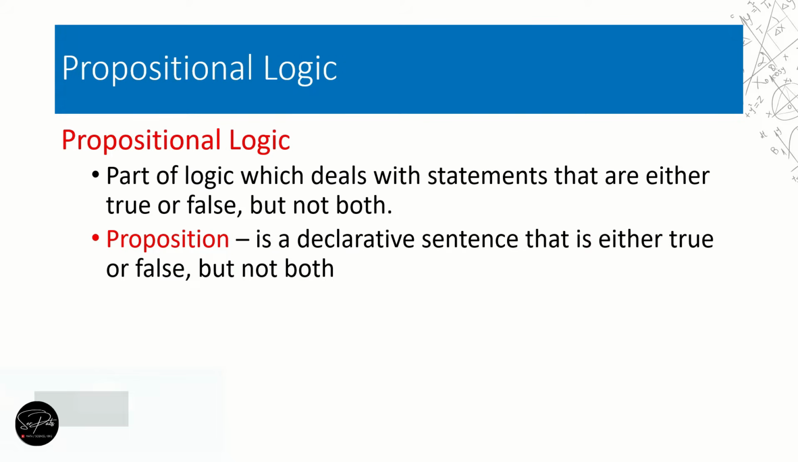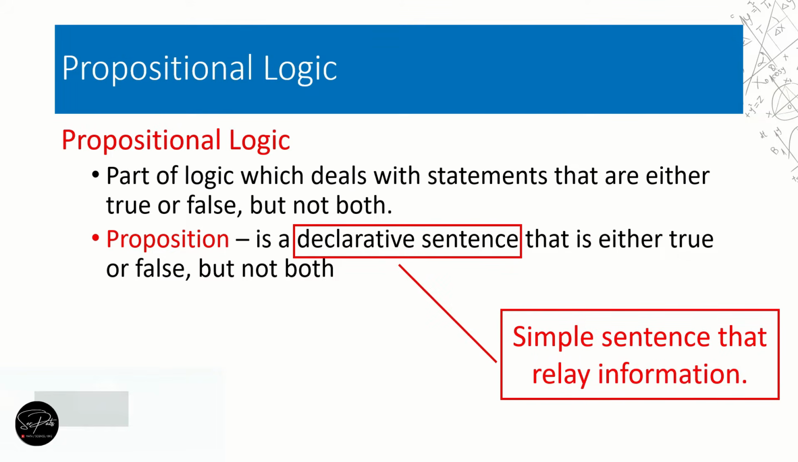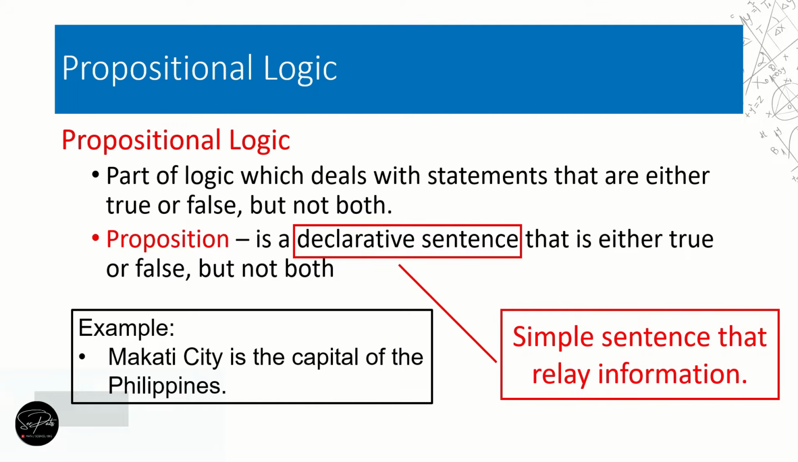And a proposition is a declarative sentence that is either true or false but not both. And declarative sentences are those sentences that relay information. So for example, we have here, Makati City is the capital of the Philippines. So that is a declarative sentence. Makati City is the capital of the Philippines can be true or it can be false.